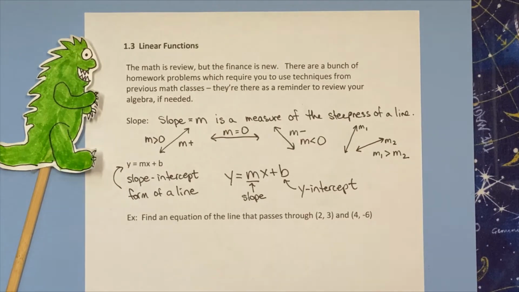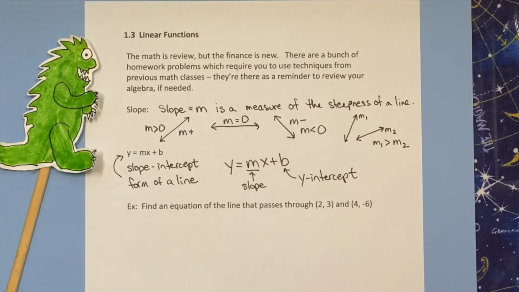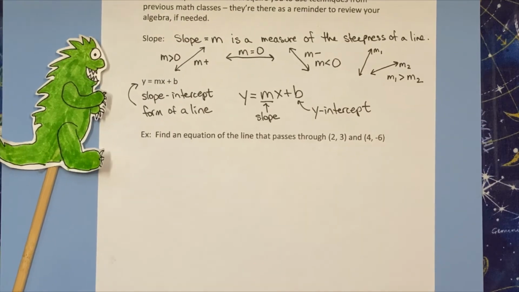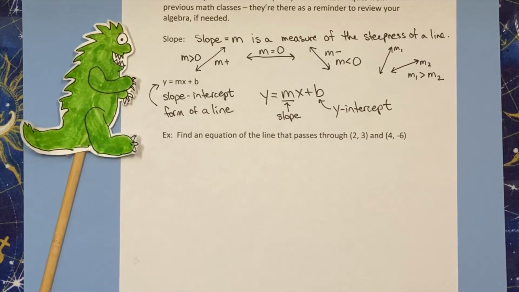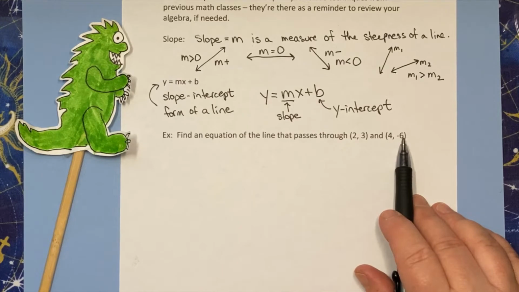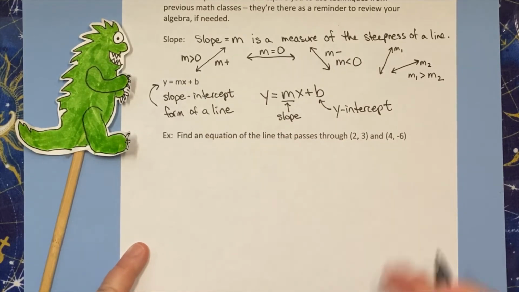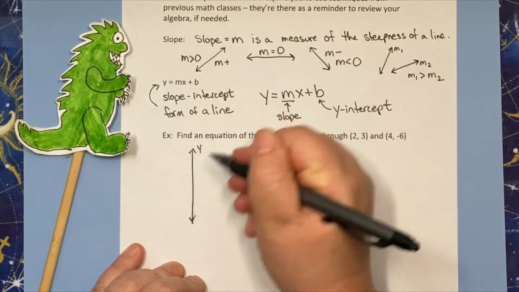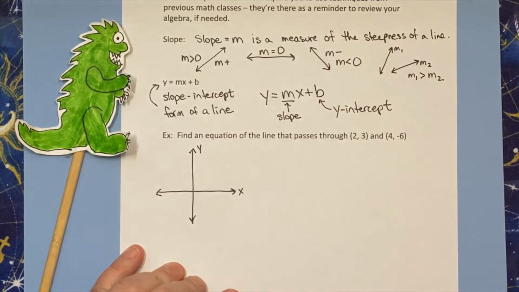Awesome. Okay, welcome back to everyone who paused the video there. Let's go ahead and do a problem. Woohoo! The problem here says that we should find an equation of the line that passes through (2, 3) and (4, -6). So the first thing I'm going to do is, I don't have grid paper right here, but I'm going to just sketch out where these 2 points would be.